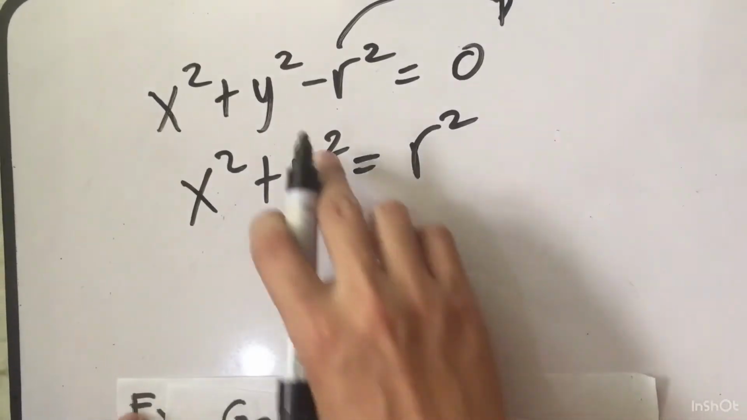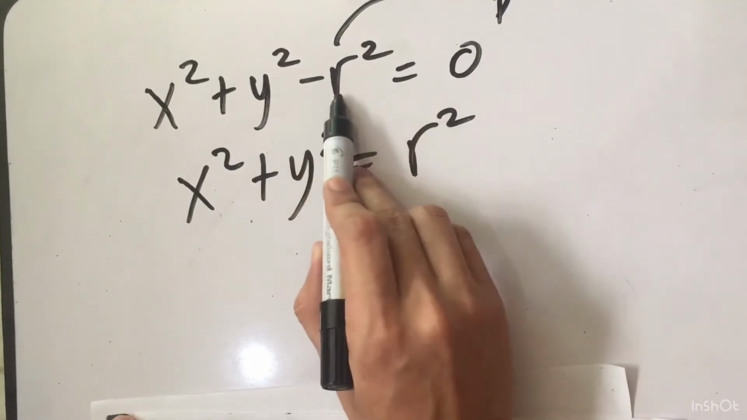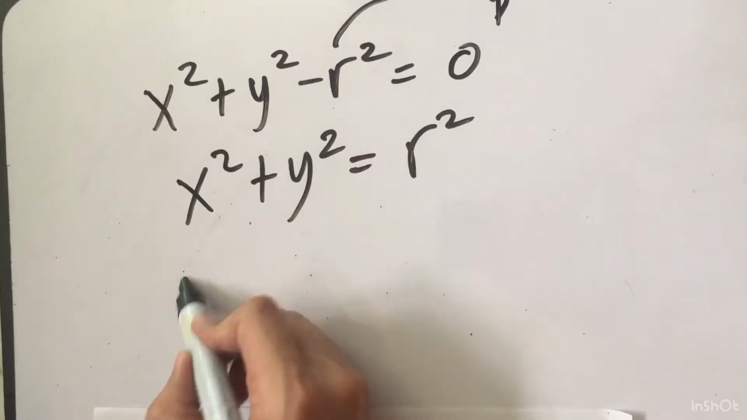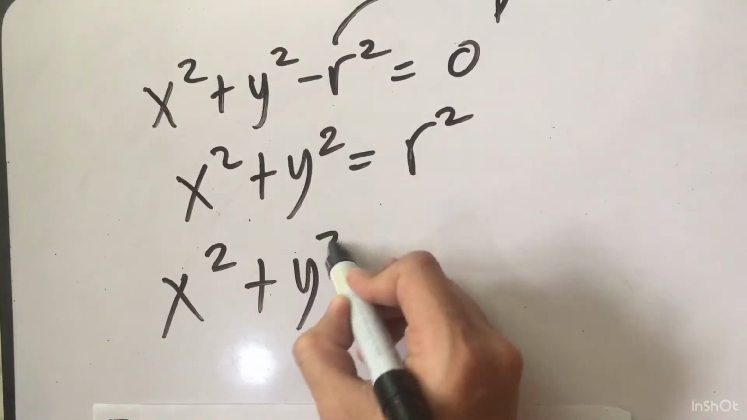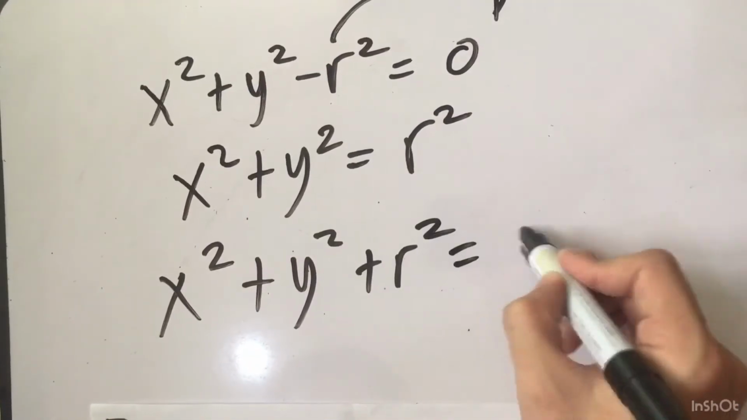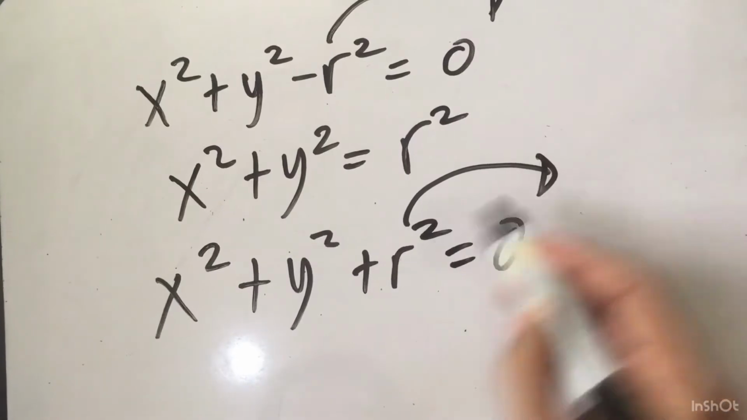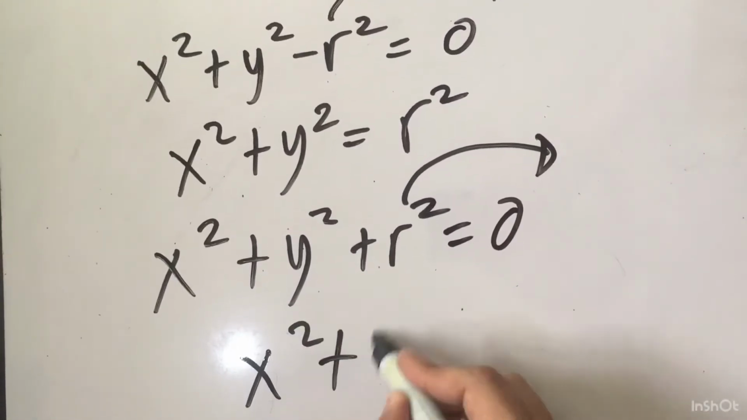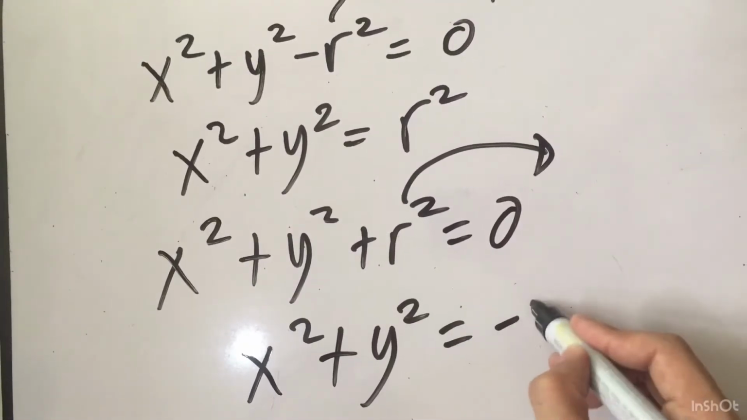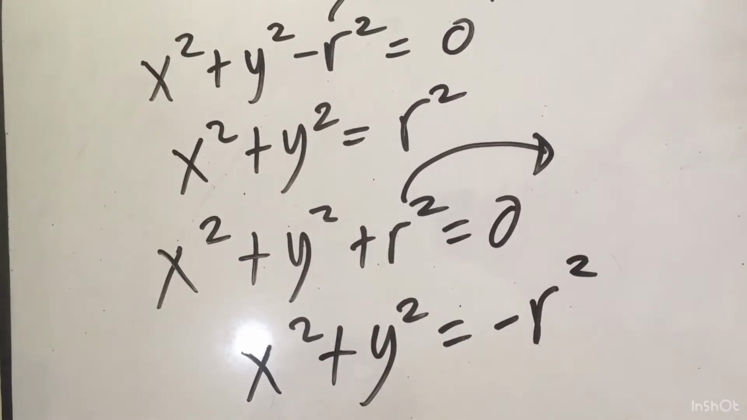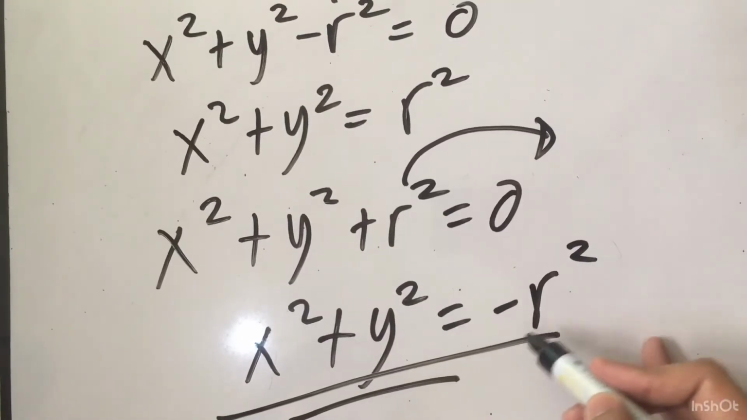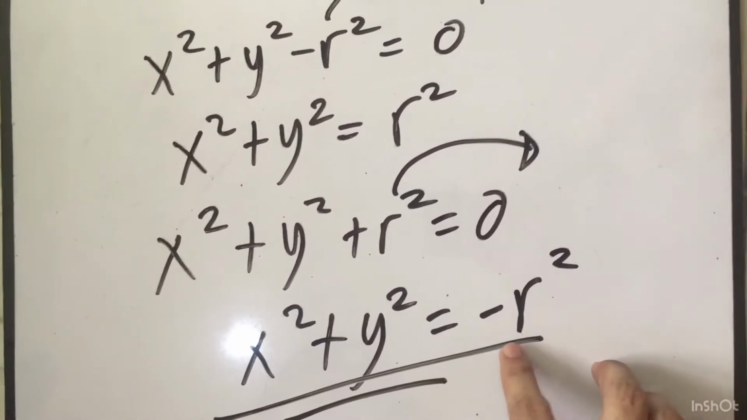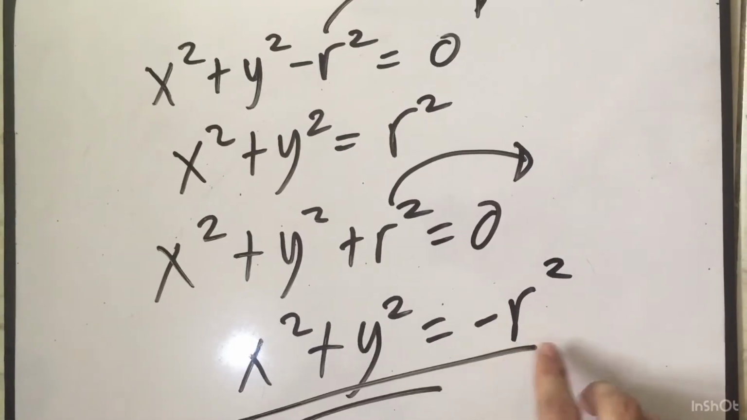While if it is positive, that means x squared plus y squared plus r squared equals 0. If we transpose this one, it will become x squared plus y squared equals negative r squared. This one is not acceptable because the radius is negative. Take note that radius is always positive.